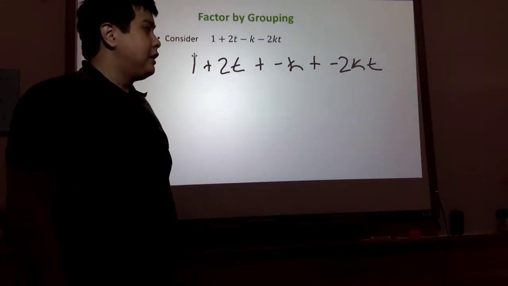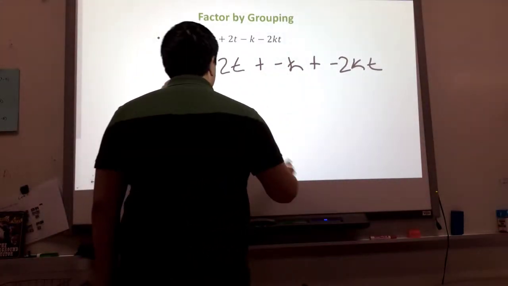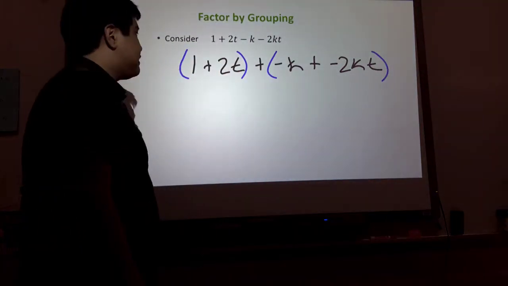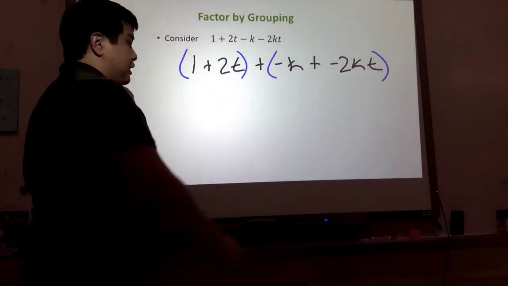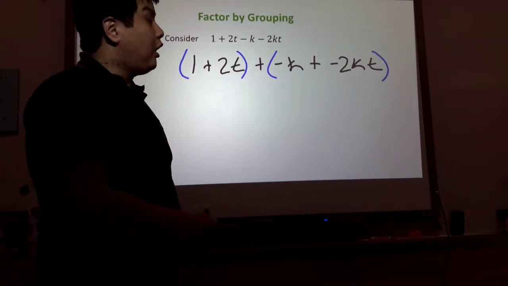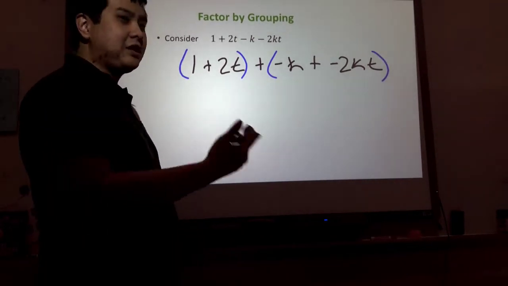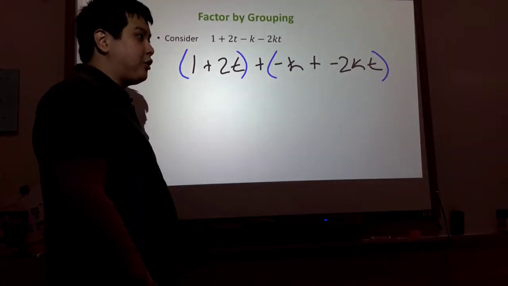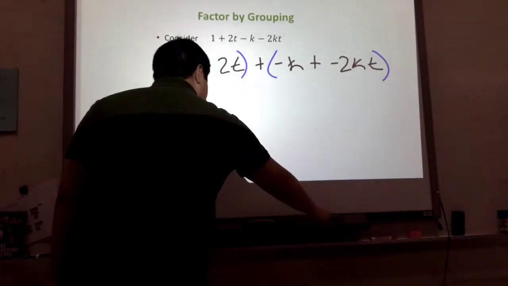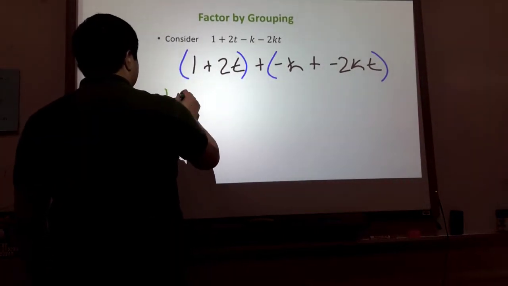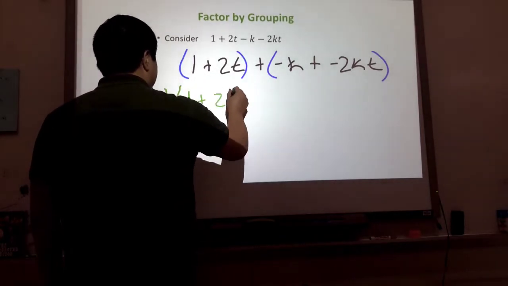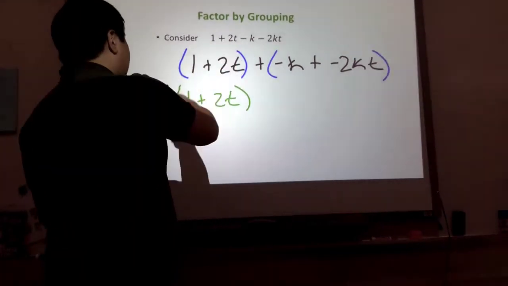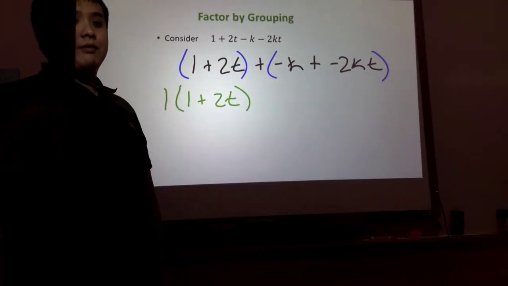Now we can start grouping them into 2 groups of binomials. So I'm going to group it right here and group it right here. Well, there's not much that we can take out of 1 plus 2t, but we can take out a 1. We can always factor out a 1. Sometimes it just doesn't make sense to, because you don't really need to. But here, because we're using factoring by grouping, we can take out a 1. That gives us 1 plus 2t. And yes, this is going to be the exact same thing as 1 plus 2t, because anytime we multiply or divide something by 1, we get the same thing back.